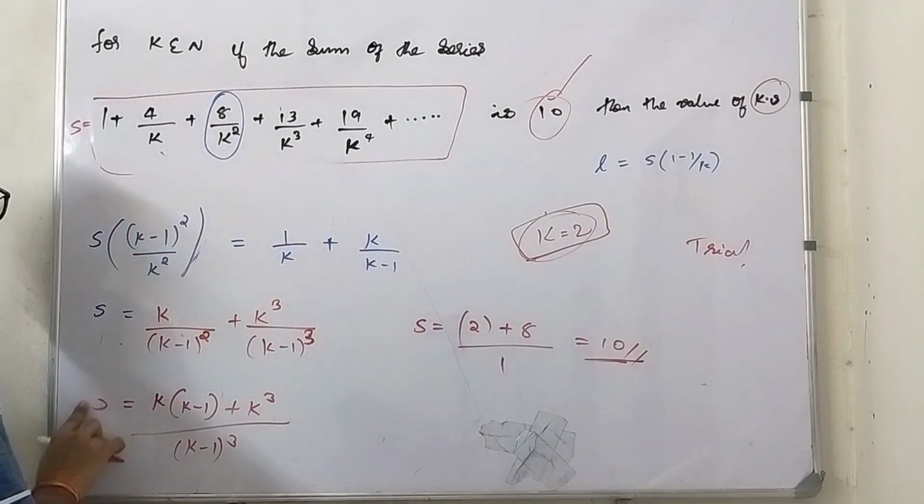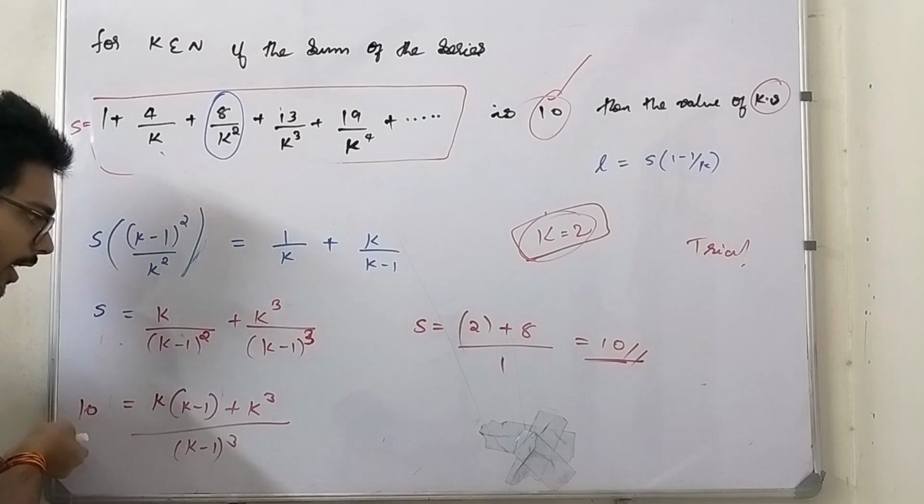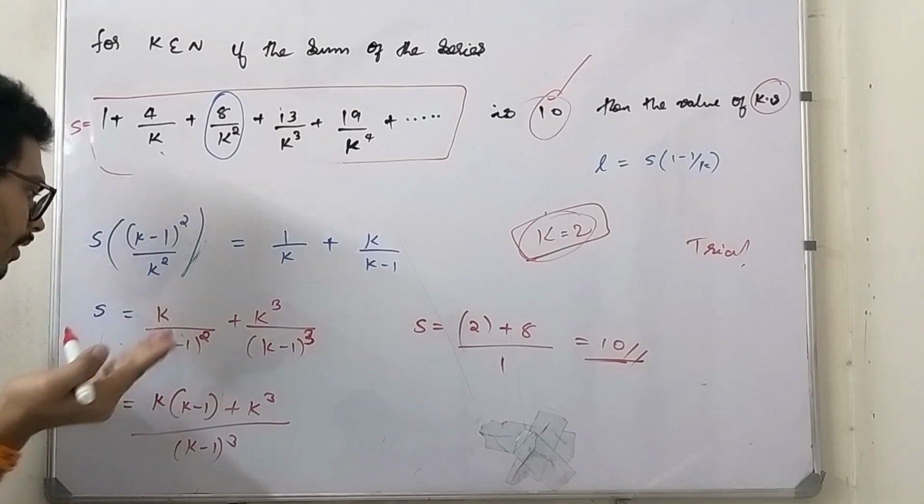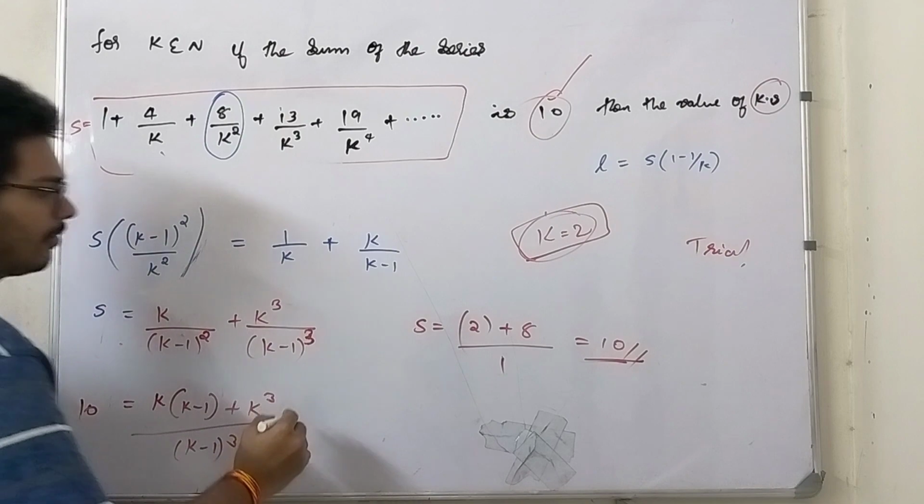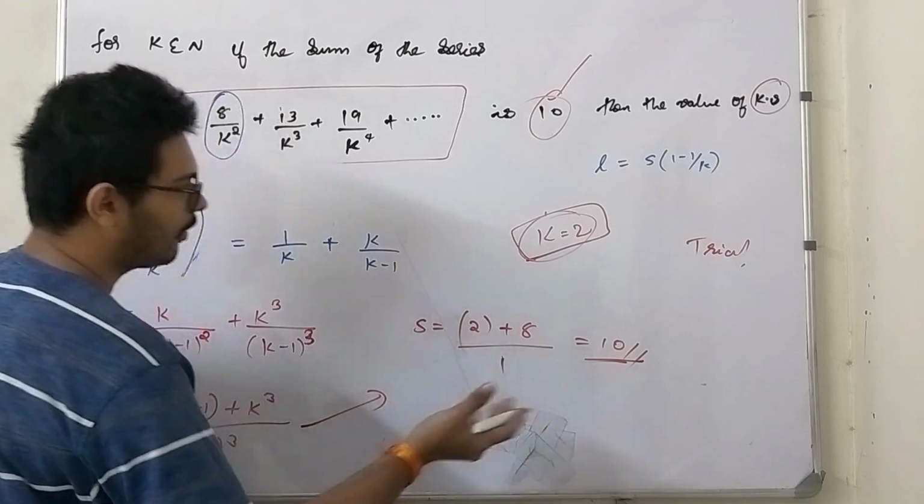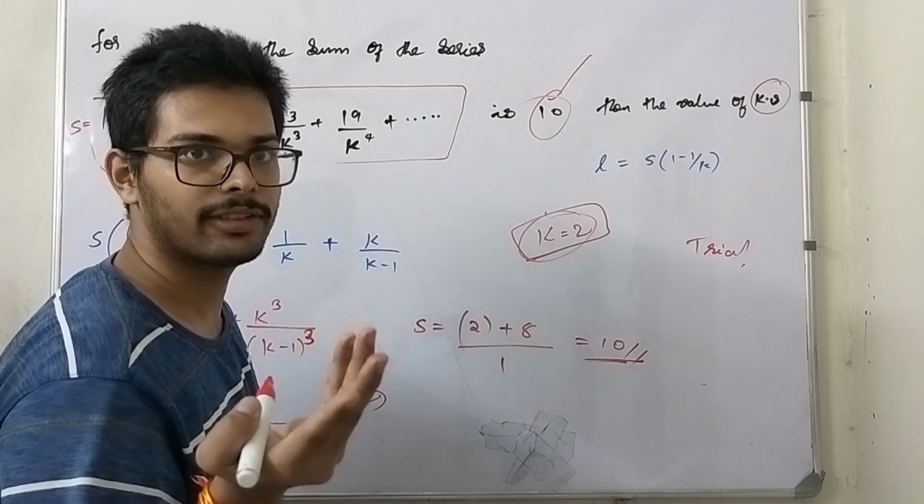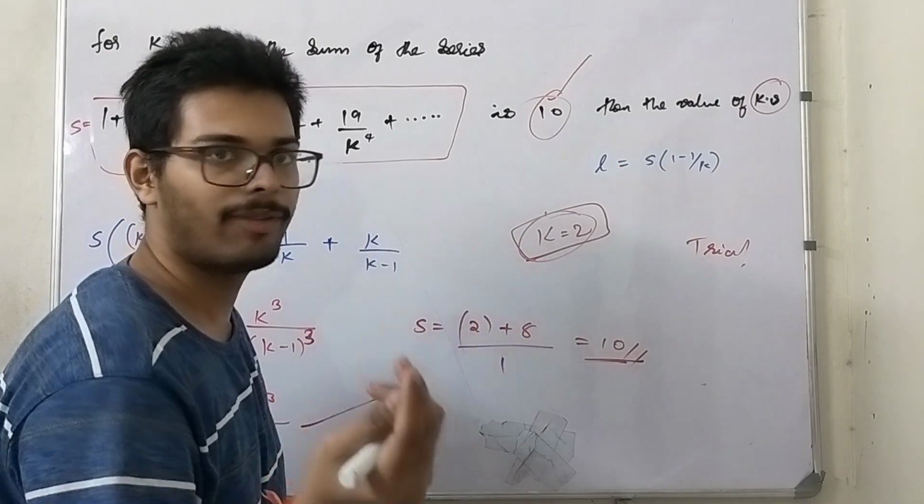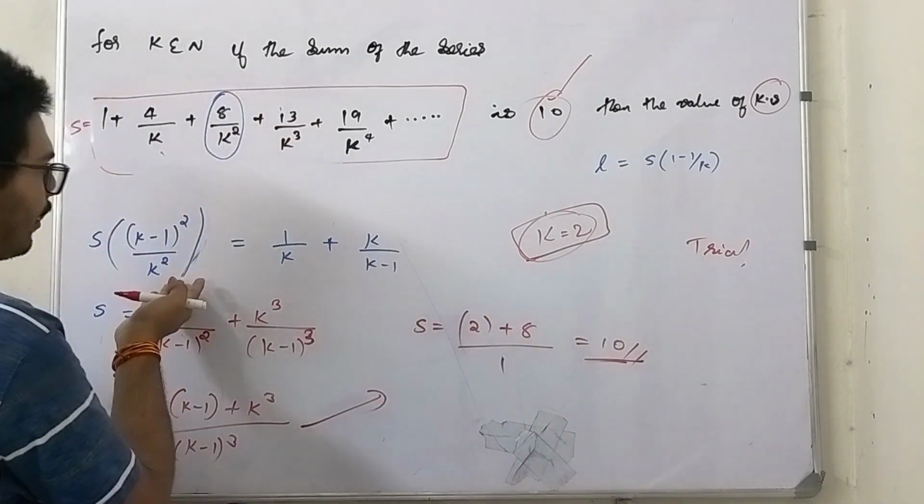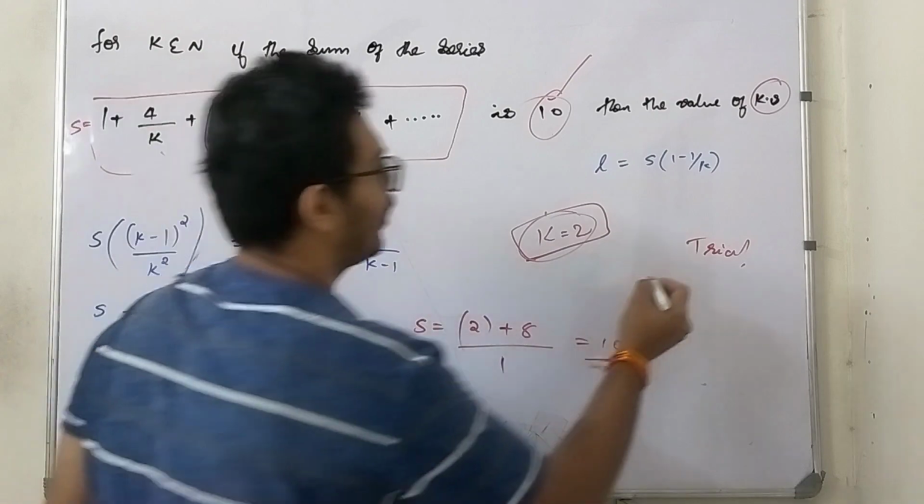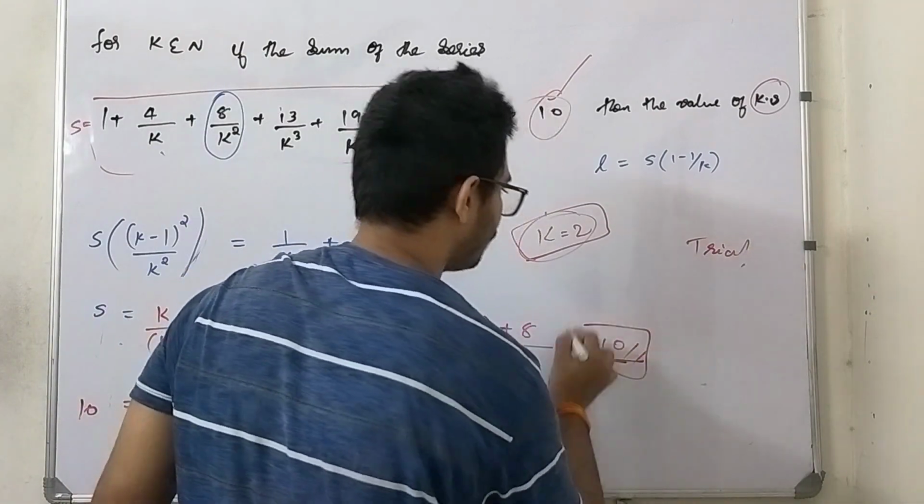Or you can do one thing, the value of S is 10. If you cross multiply, you will get a cubic equation and you can solve it. But it will make the question lengthy. Or you can do one thing, you have the 4 options. From the 4 options you can find the suitable value and substitute the value of k. You will get it directly. Or with 1 or 2 substitutions you will get it easily. That's all.